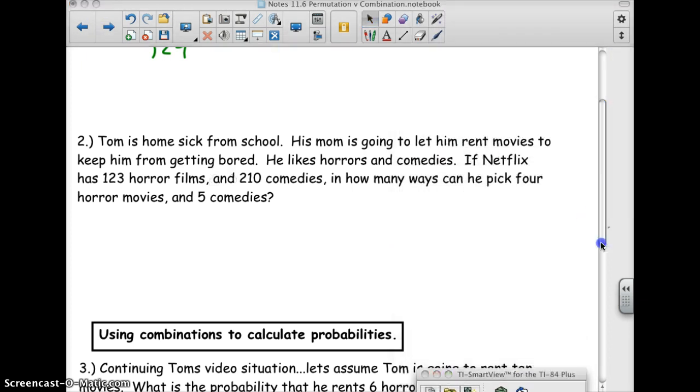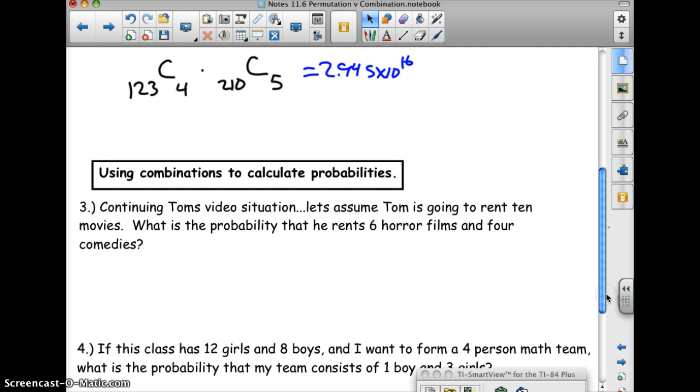Okay. Now, using combinations to calculate probabilities. If I continue Tom's video situation, let's assume Tom's going to rent 10 movies. What is the probability that he rents 6 horror films and 4 comedies? All right, so what I'm doing here is finding out how many possible ways he can rent 10 videos all together from all the videos that they had. Okay, so there were 123 horrors and there were 210 comedies.